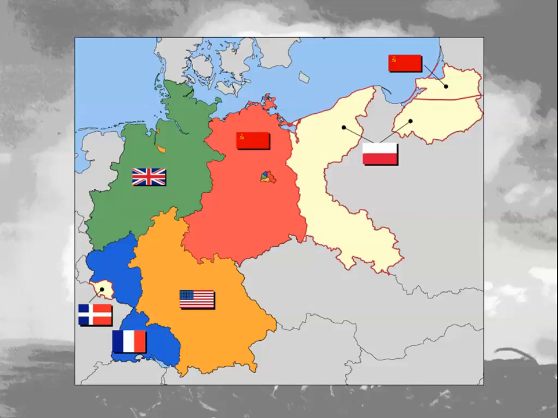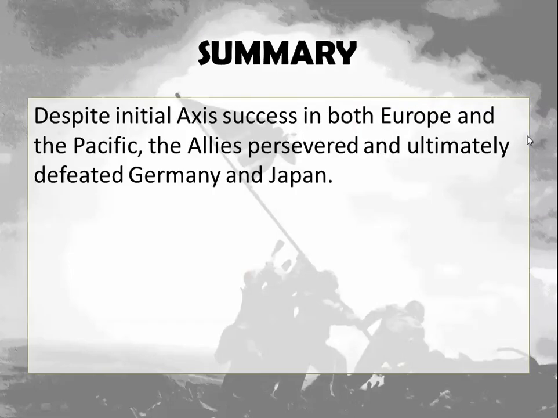And here you can actually see an image of occupied Germany, and then some of the concessions. Right here was a portion that was ceded over to Poland, and then the Soviet Union actually moves its border 100 miles eastward. Again, we'll get into this more when we get to the Cold War. So despite initial Axis success in both Europe and the Pacific, the Allies persevered and ultimately defeated Germany and Japan.